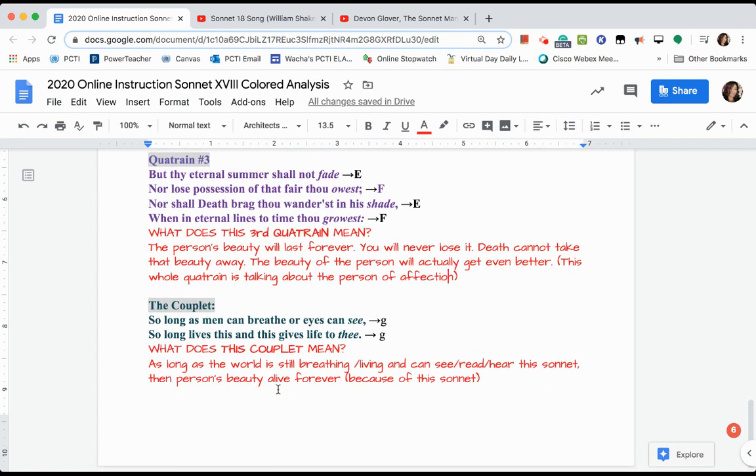Fun little fact. So you might be wondering who Shakespeare was writing about. The story goes that he was writing about a guy.